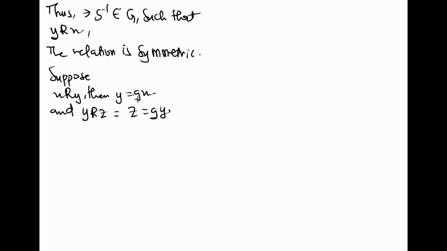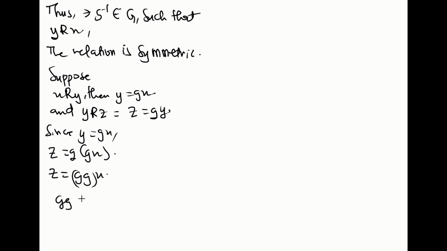Here we can see that y is equal to gx. So let's try to substitute that over here. Since y is equal to gx, we can put that in. We can see that z is equal to g into bracket gx. So this is going to be z is equal to gg of x, where our gg is in the main group G.